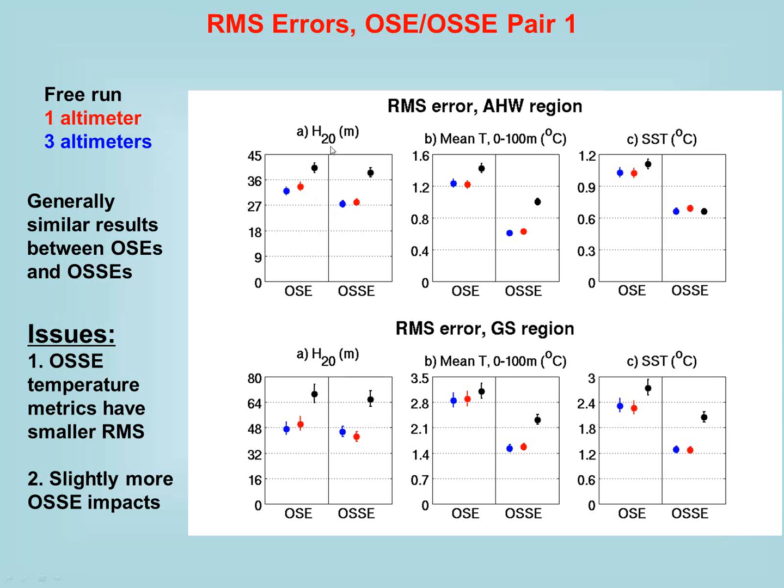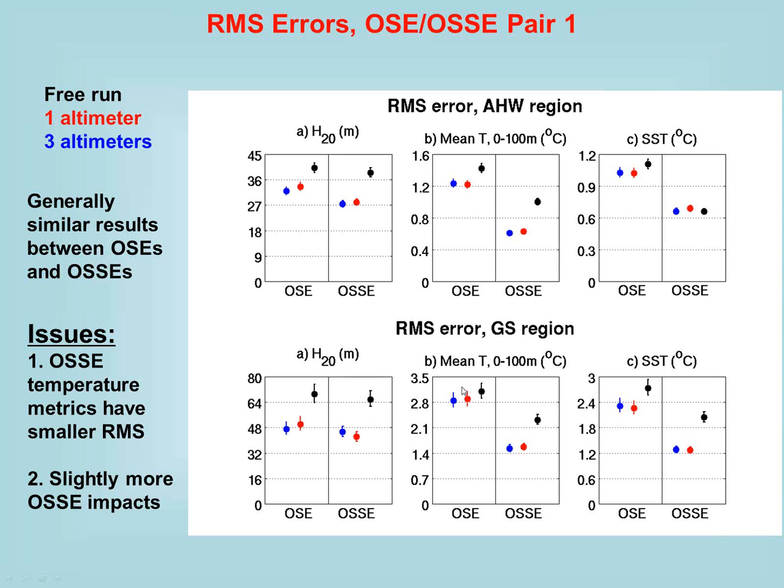We have several variables, three variables in the Atlantic Hurricane West region: 20-degree isotherm depth, the mean temperature of the upper 100 meters, and SST. Here we see some impact where we have RMS error levels that are somewhat too small in the nature run, and that shows up in these cases here. The bottom three panels are the same three variables in the Gulf Stream region. But perhaps one of the most important points in terms of evaluating the overall OSSE system is that we're generally getting similar impact assessments, with OSE shown on the right and OSSE on the left.